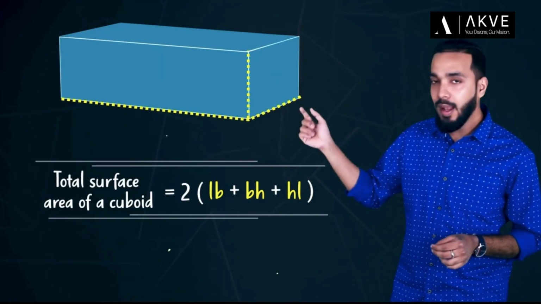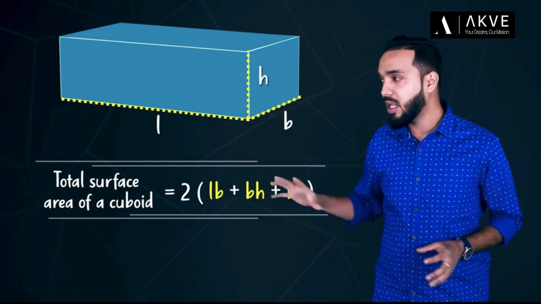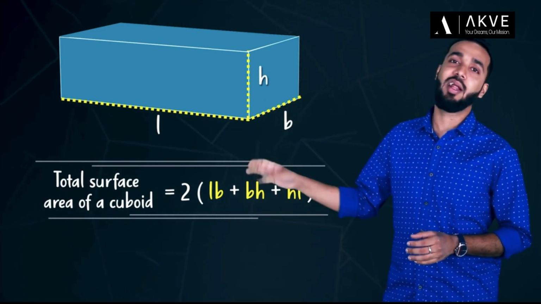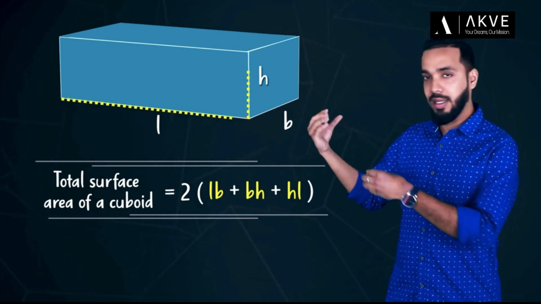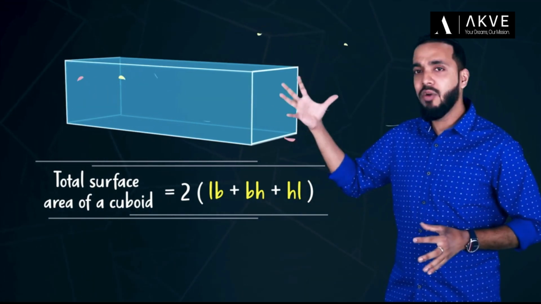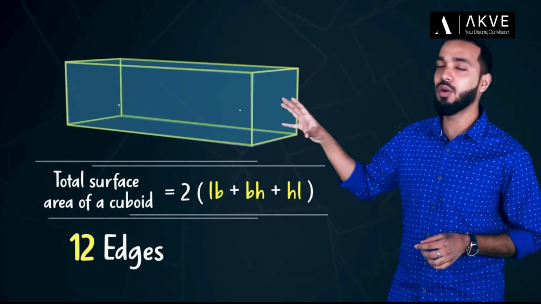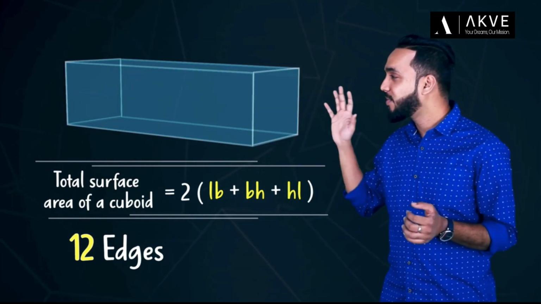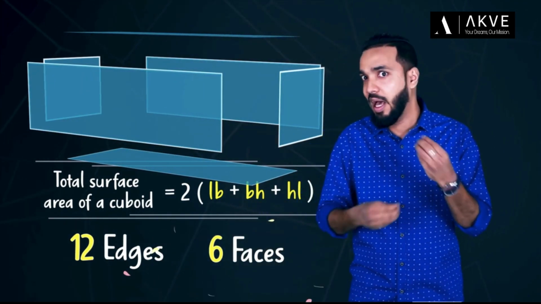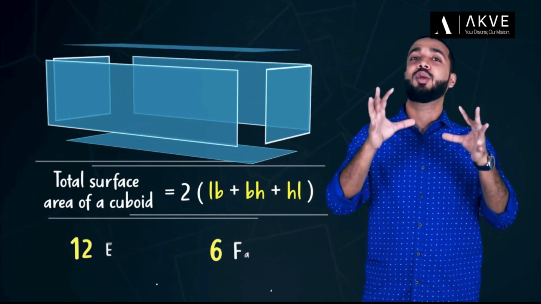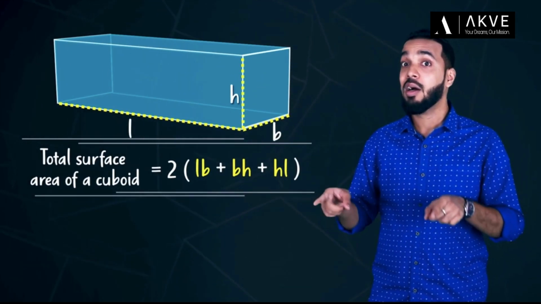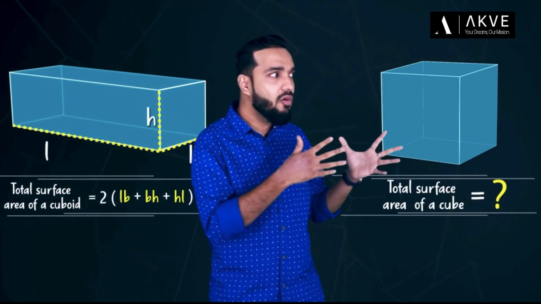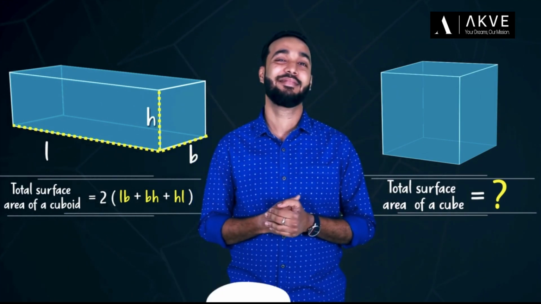Here, L, B and H are just the lengths of the 3 different edges, and the rectangular pieces which form the sides of this cuboid are called its faces. So, now that we have learned how to calculate the total surface area of a cuboid, finding the total surface area of a cube is a cakewalk.